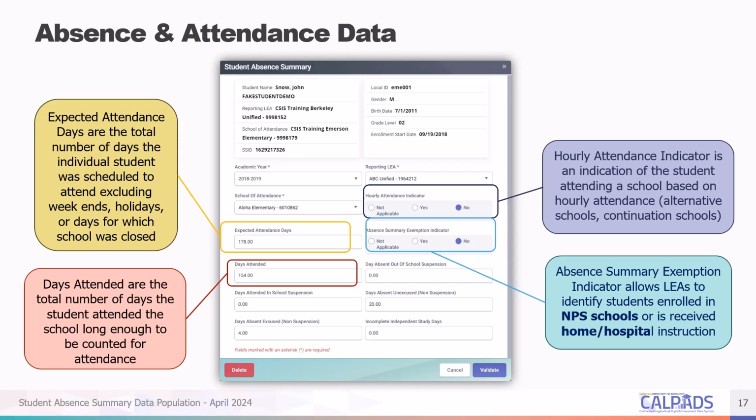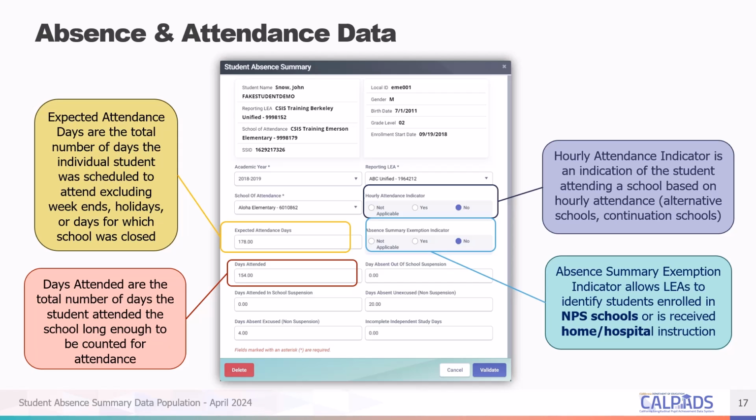The Hourly Attendance School Type Indicator field is an indicator of whether the student is attending a school based on hourly attendance, for example, alternative schools or continuation schools. These are required for all non-exempt students, however, most records will have an N in this field.